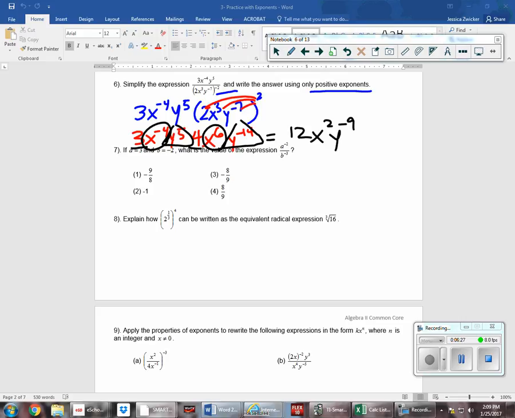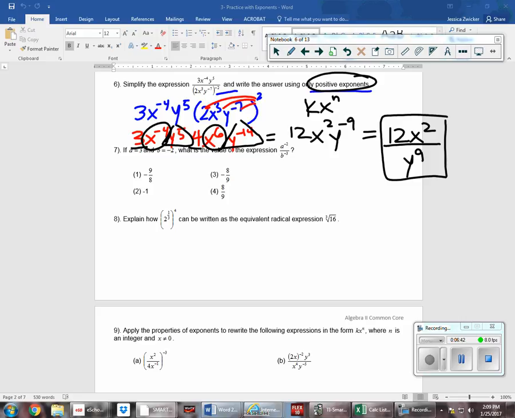So that's wonderful. That actually would be your answer if it said k times x to the n or y to the n. But they wanted positive exponents, so I've got to get rid of that -9. I can change the sign of the exponent by moving it in the fraction to the denominator. Okay.